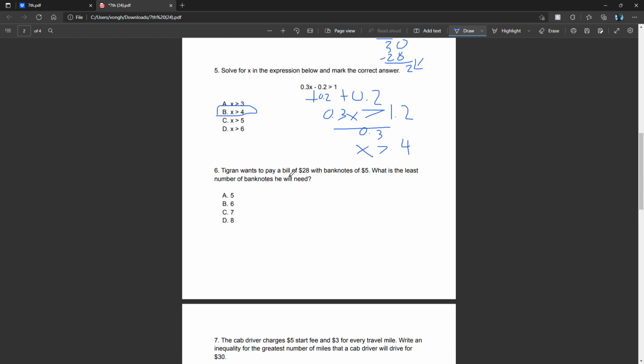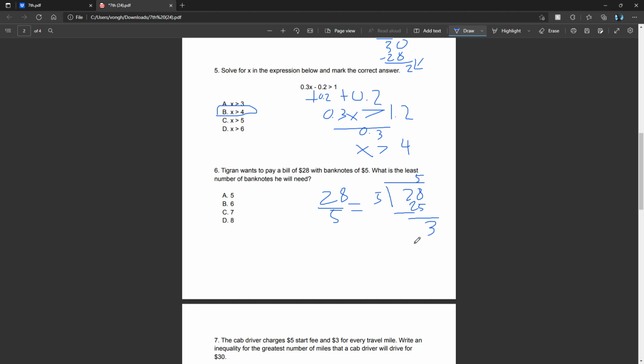Tigran wants to pay a bill of $28 with banknotes of $5. What is the least amount of banknotes he will need? So all you have to do is divide 28 by 5. We just do long division. So 5 goes into 28 5 times. Subtract, you get 3.